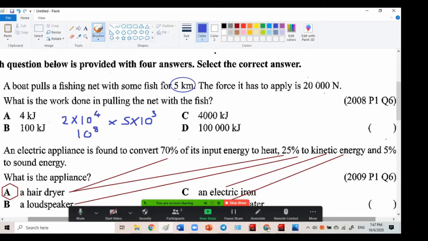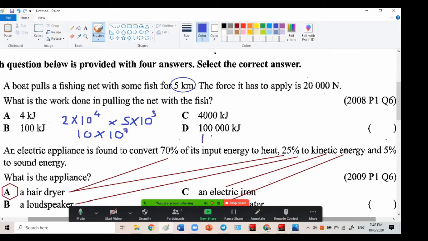Hey, you know your indices, no? 2 times 5 is 10, right? 10 plus 4 plus 3. Do you understand why? 10 to the power 8. You don't understand? Okay, 2 times 5 is 10, times 10 to the 8. Not 10 to 7, right? So the answer must be 10 to the 8.